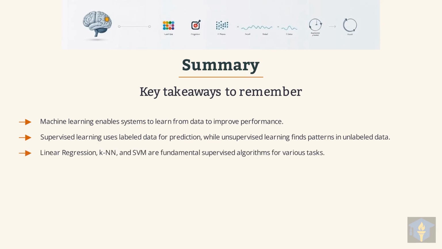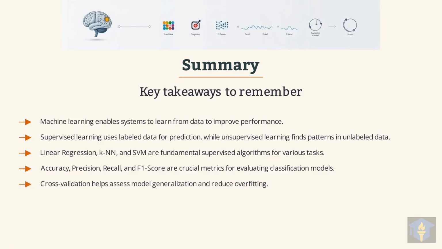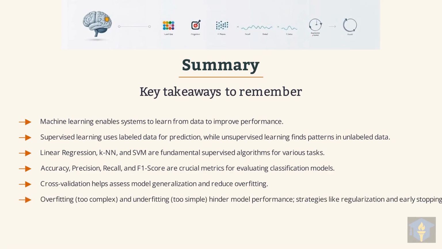We also discussed fundamental supervised algorithms like linear regression, k-nearest neighbors, and support vector machines for various tasks. Crucially, metrics like accuracy, precision, recall, and F1 score are indispensable for evaluating your classification model's effectiveness. Cross-validation is a vital technique that helps us assess how well a model generalizes to new data and reduces overfitting. Finally, we tackled overfitting and underfitting, understanding how regularization and early stopping are key strategies to overcome these challenges.